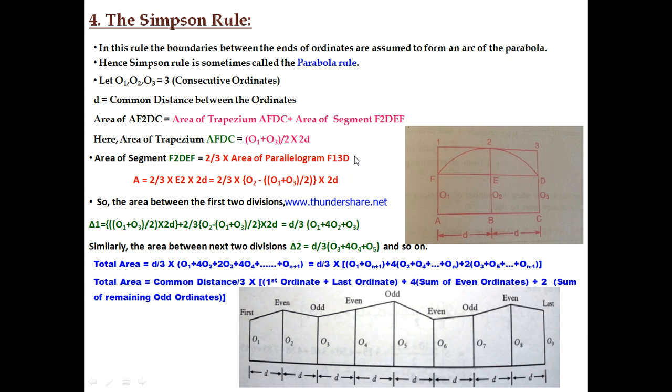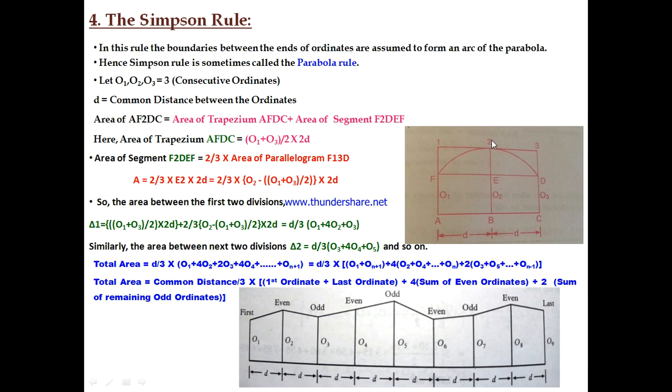Here you can see that the area of trapezium AFDC will be equal to what? AFDC will be equal to O1 plus O3, the sum of the parallel sides, by 2, into the height, which is taken here as 2D. So we will calculate the area of AFDC in a similar manner to a trapezoid.